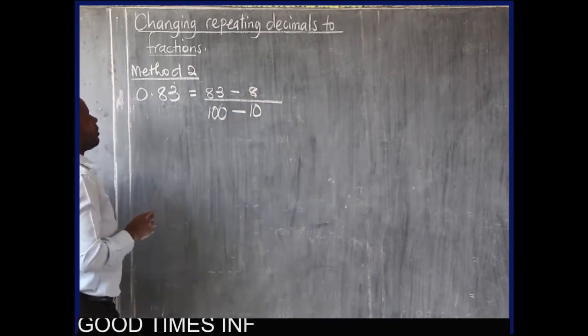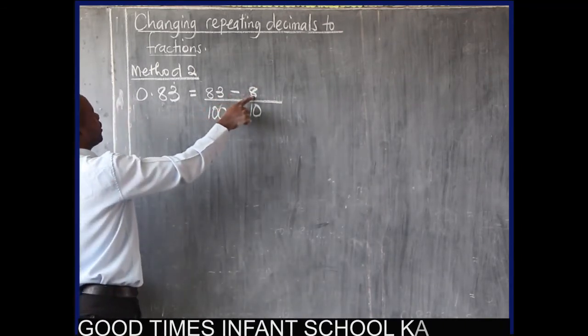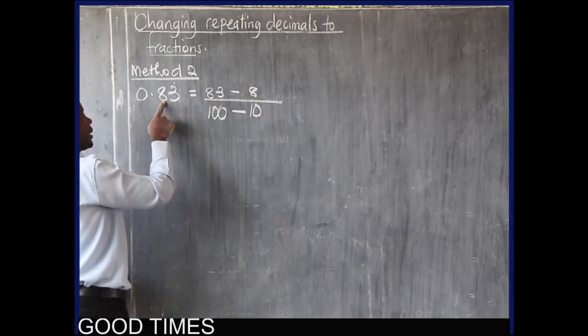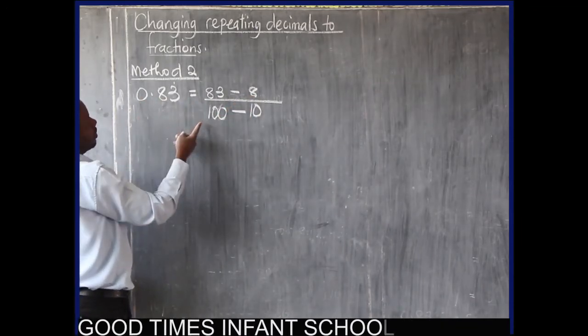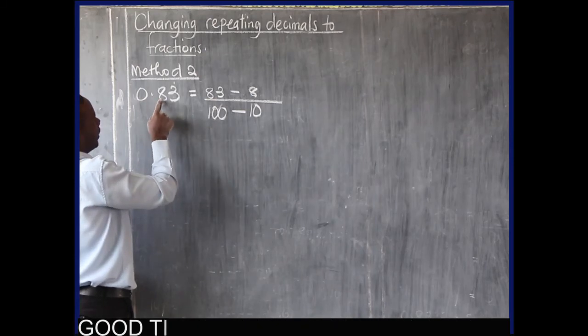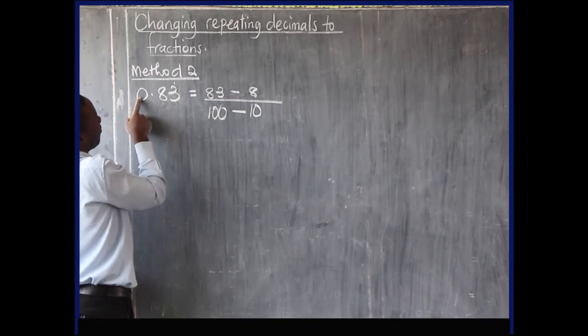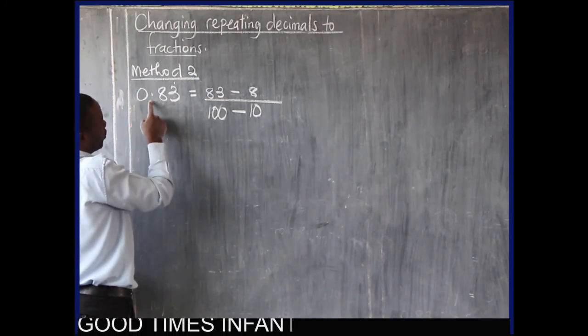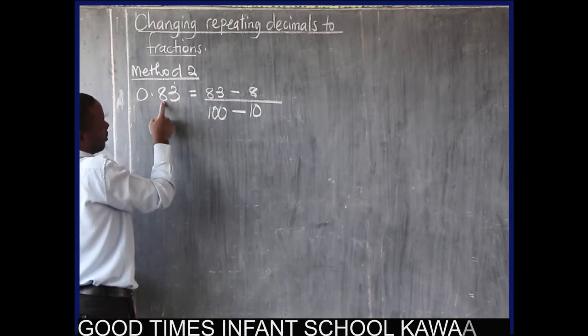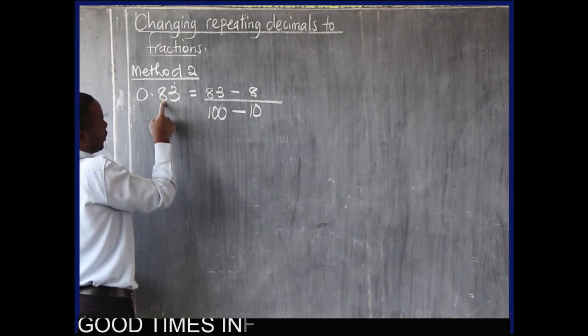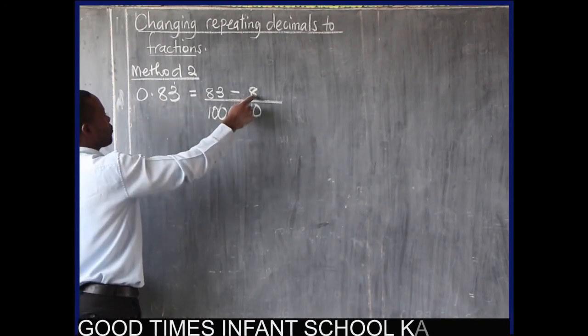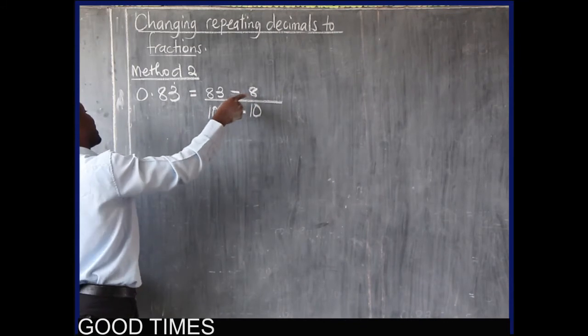So what does that one mean? You subtract the digit which is not repeating. This is 0 and 8, but we take the last digit, so it will be 8. Now what is the place value? Here we have ones and tenths, so we shall consider the last place value here, which is tenth. So the place value of the digit we have subtracted here is tenth.